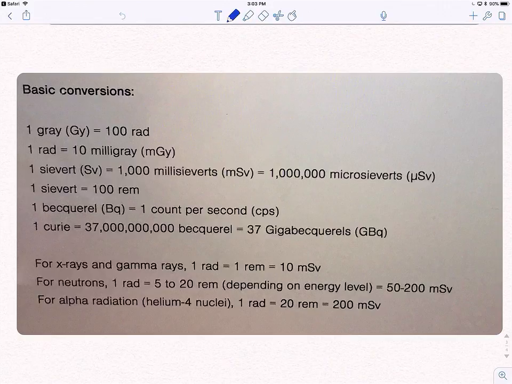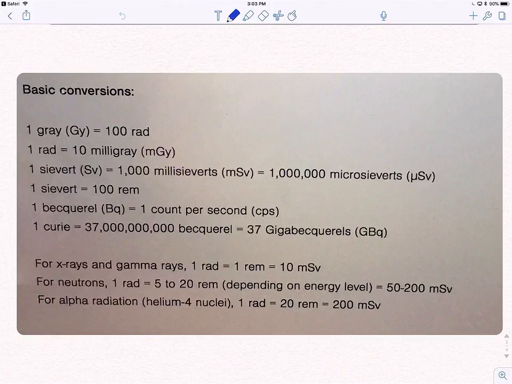A rem is a rad, but multiplied by a factor that's biologically active. Like you've heard of the UV index before, haven't you? They take the UV wavelengths and multiply it by the biologically effective factor, what damage it has on the body. So for a rem, for neutrons, it depends on what the energy of the neutron is, and for alpha, it's 20 times that. But with alpha, it's different because if it's outside your body, it doesn't do that much damage. Inside your body, it does a ton of damage.